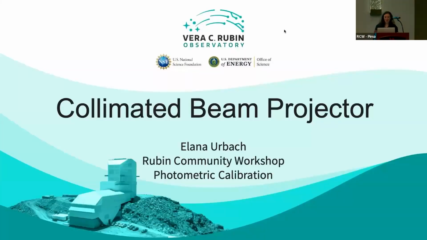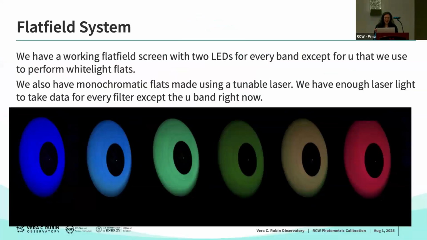Sorry, I completely forgot that I said I was going to talk about the flat field system, but I added one slide really quickly. We do have a working flat field screen. We have 2 LEDs for every band, a total of 12 LEDs with the exception of the U band, and we use those for our white light flats. You can see pictures of both our visible LEDs and a combination of them.